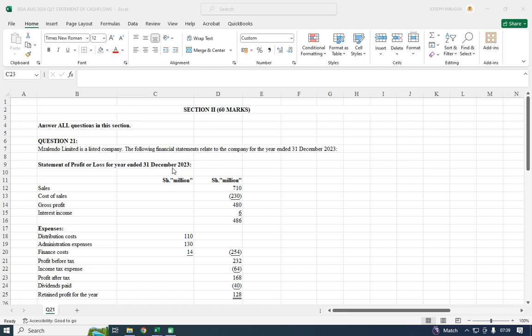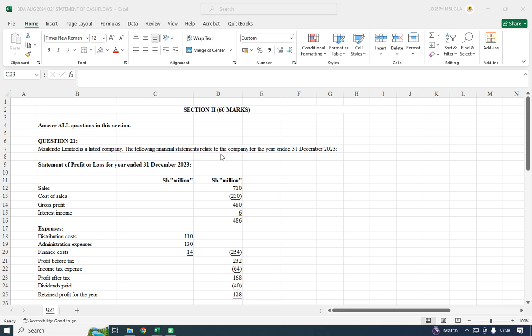So back to this question, we shall read through and we start tackling it. It was question number 21 under section 2 for 60 marks. So section 2 had 60 marks, 3 questions, each question for 20 marks. So the question reads, Mzalendo Limited is a listed company.